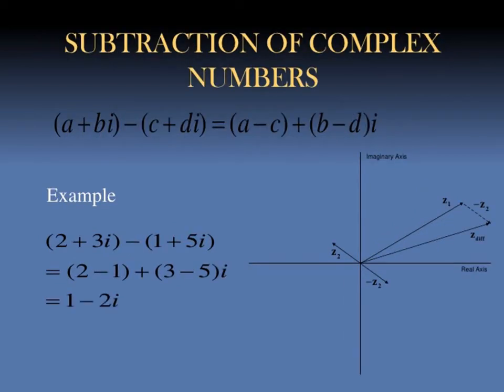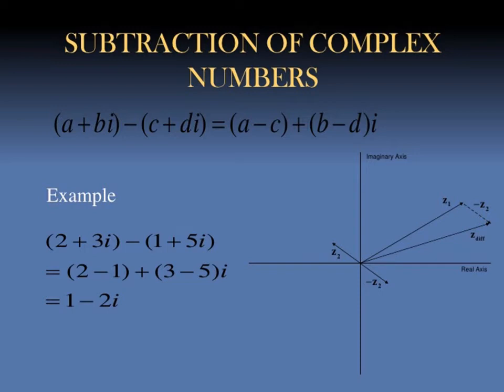The next subpoint of the algebra of complex numbers is subtraction of complex numbers. This is one of the fundamental operations we perform on numbers. Okay, let us see here. These are the two complex numbers, that is, a plus bi minus c plus di. These are the two complex numbers.